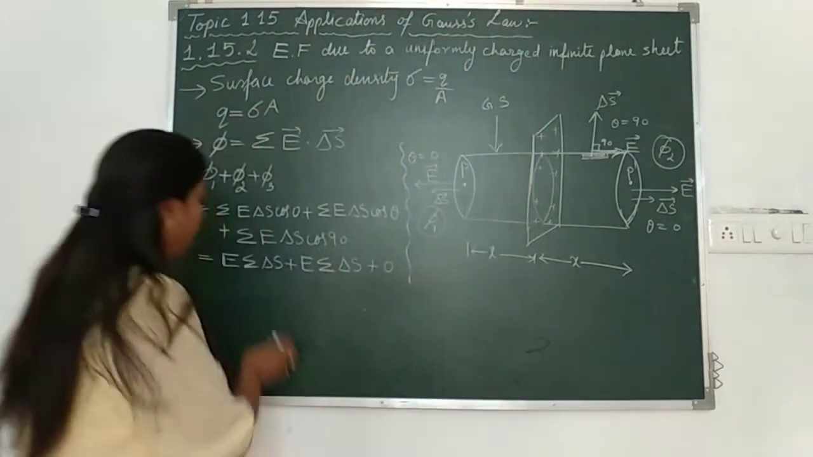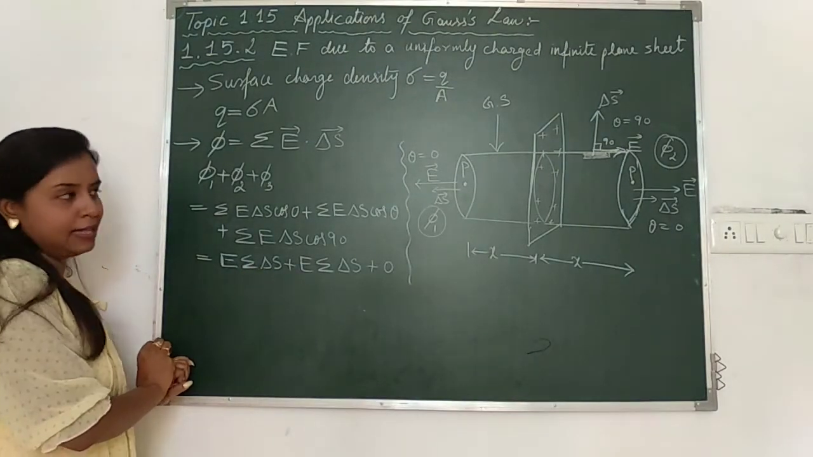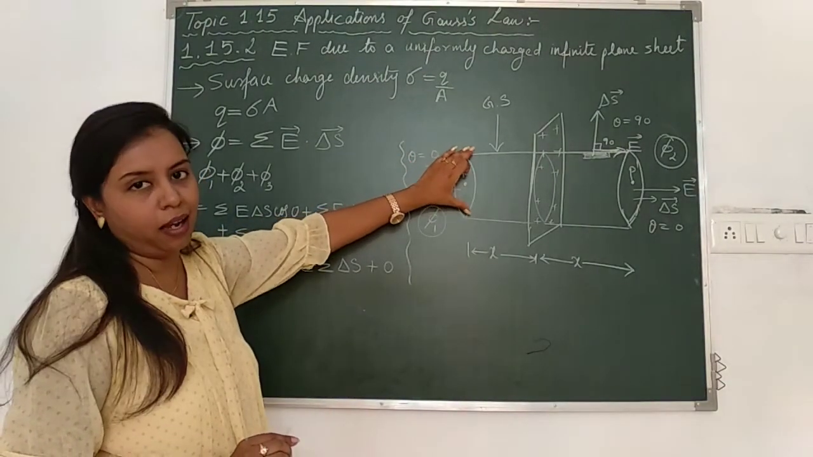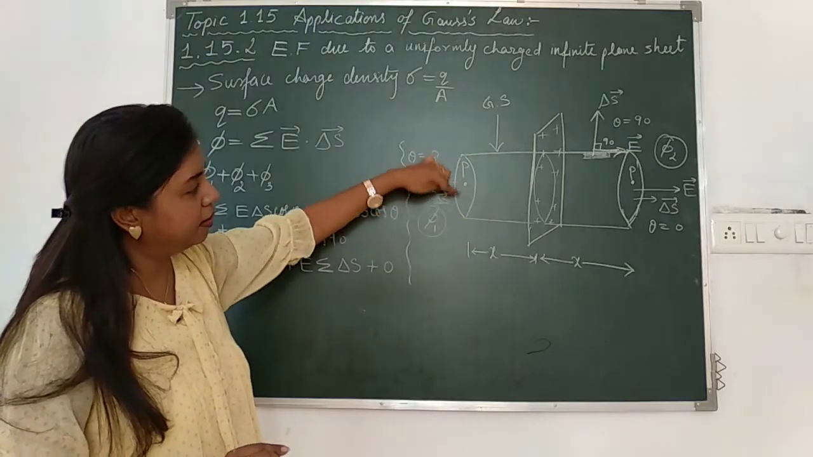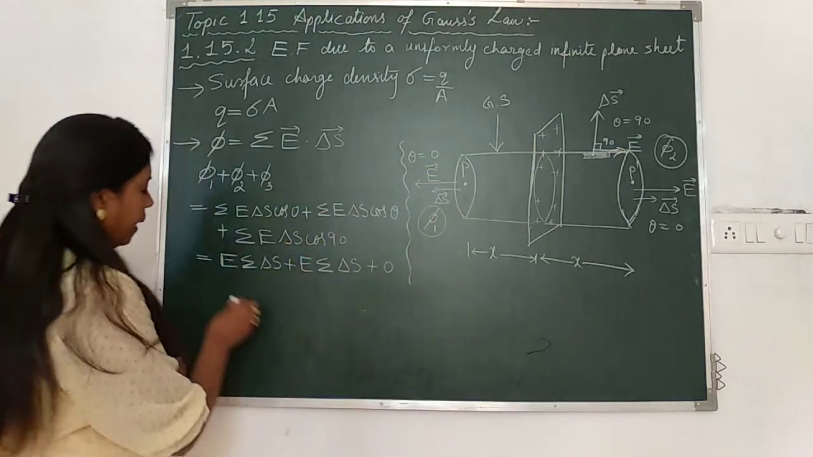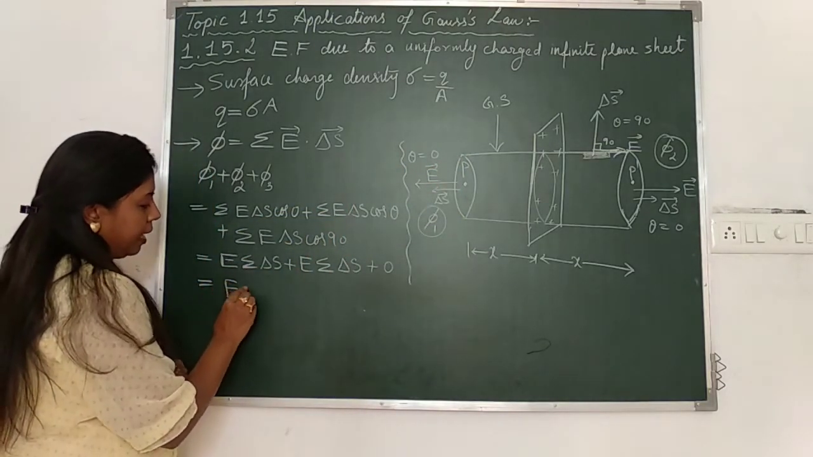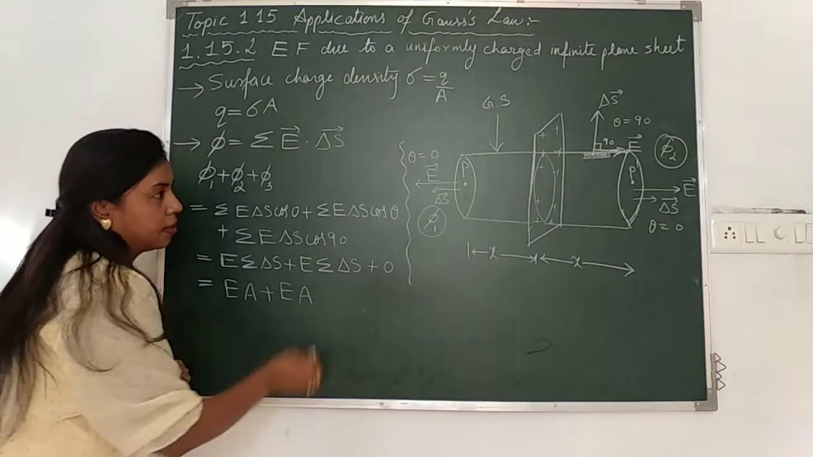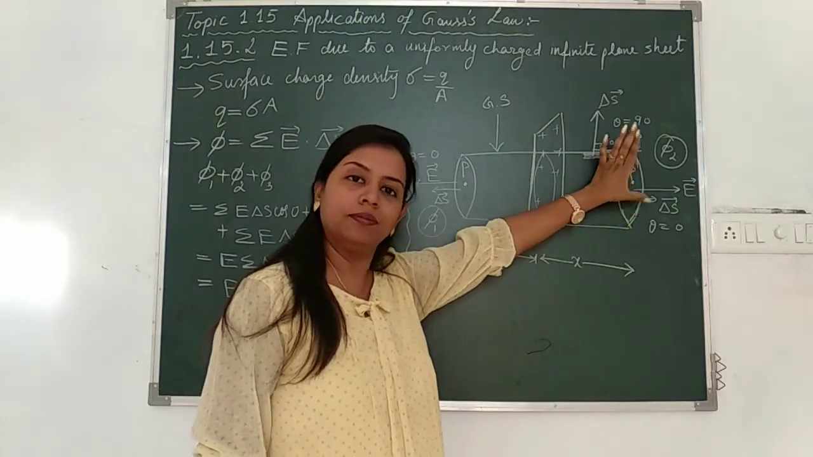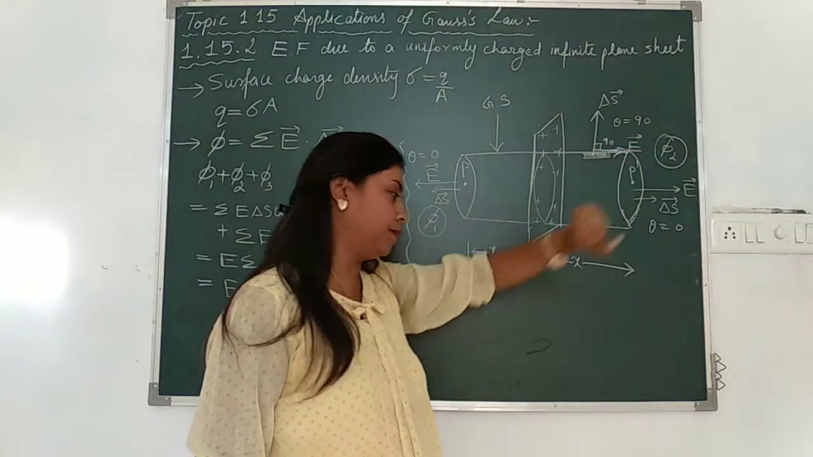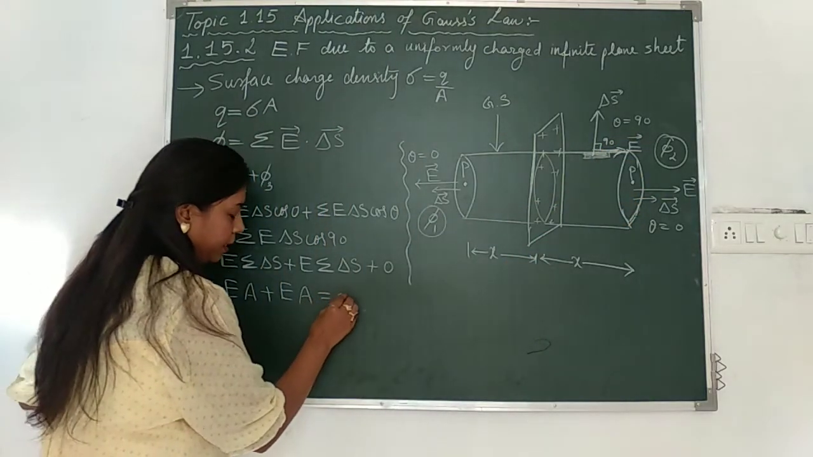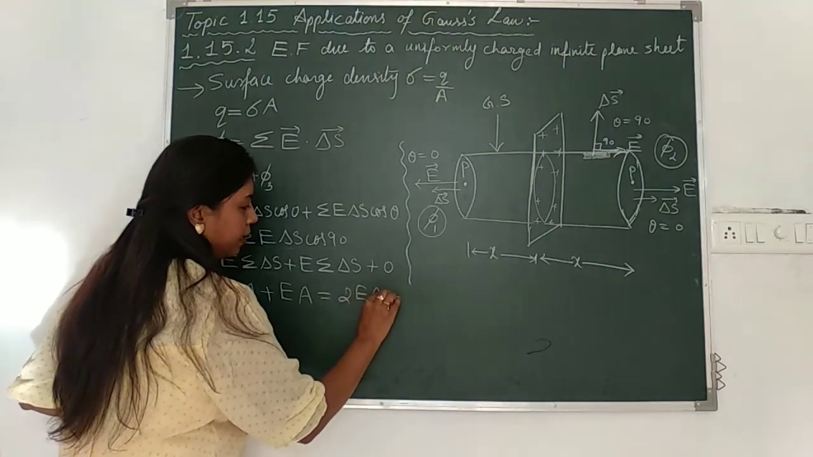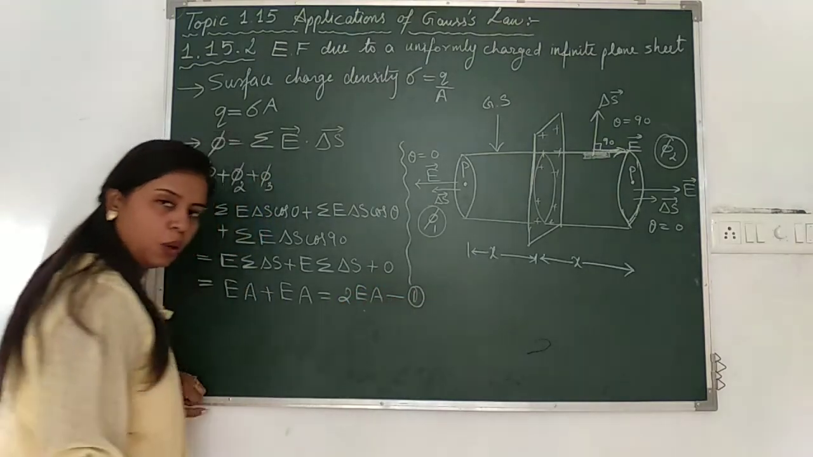So if I add all the delta S, then I am going to get the area of this cross section, and that will be written as A. Same way, this is the area of cross section of this portion. So this will give me 2EA. So this is my equation 1.